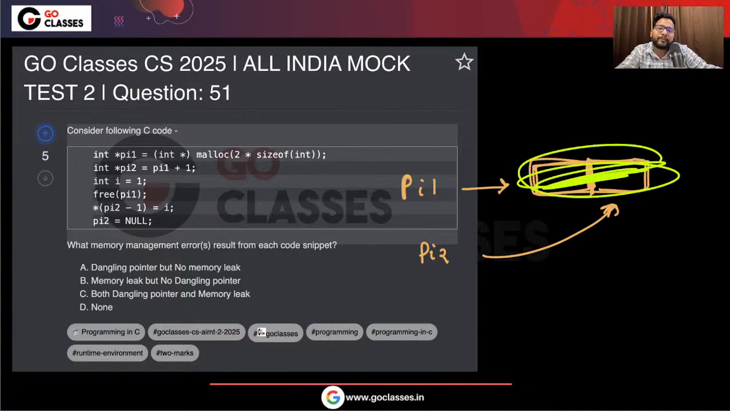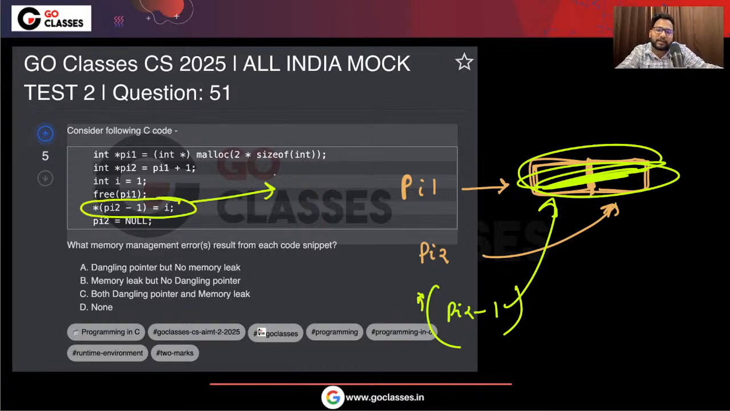And now you are saying pi2 minus 1. So basically you are now again here, and now you are saying you just dereference it, which is illegal. You can't do it. This particular point is basically a dangling pointer. Is this okay to everyone or not? Right? Okay. So this is a dangling pointer, and now pi2 equal to null.